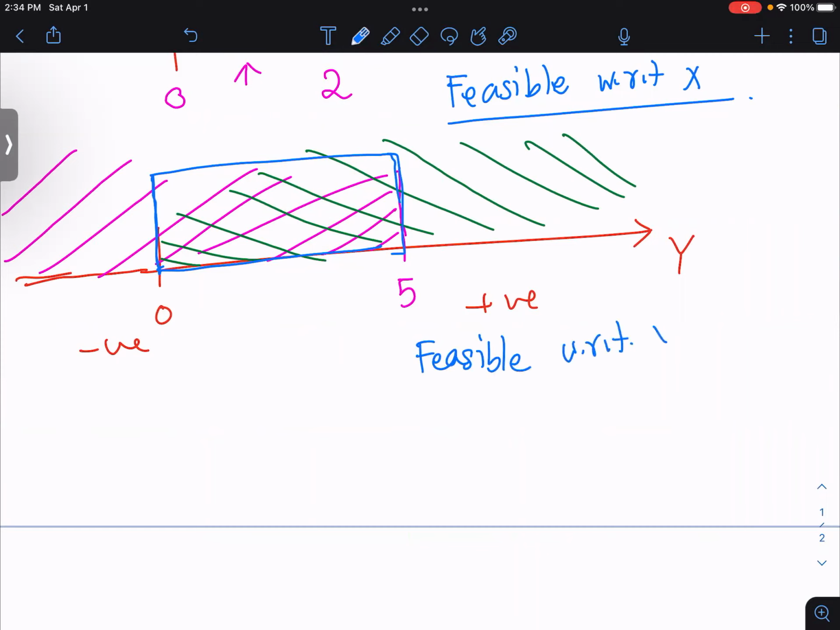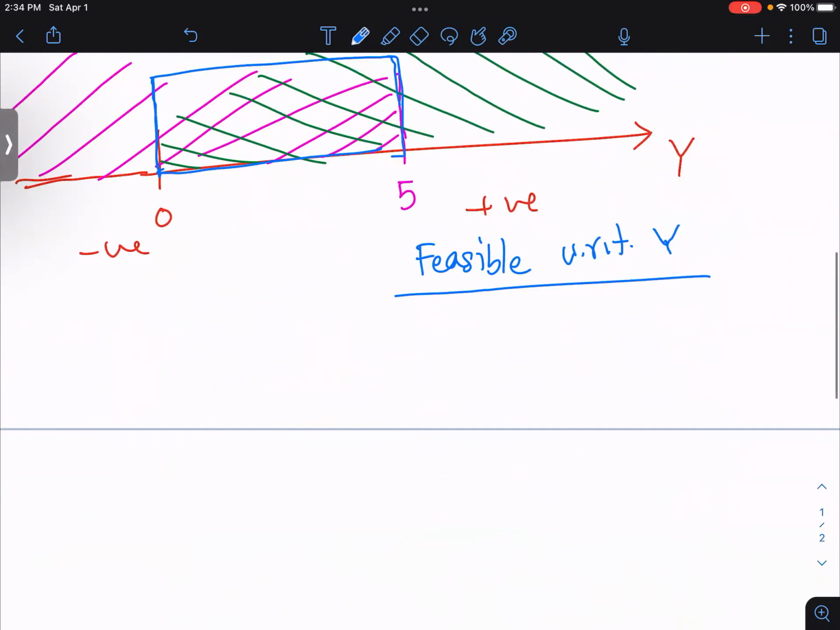with respect to y. So if it's feasible with respect to x and feasible with respect to y, then we can say that this LP is feasible.